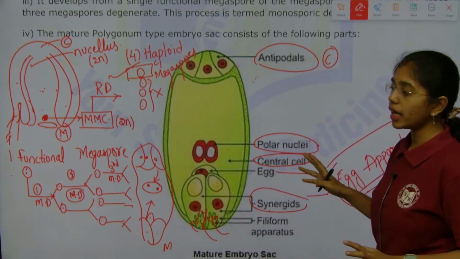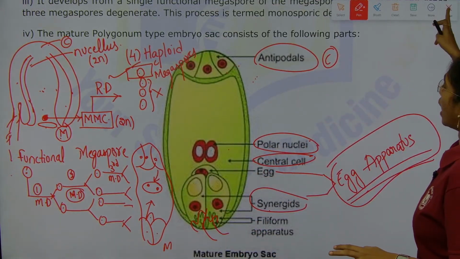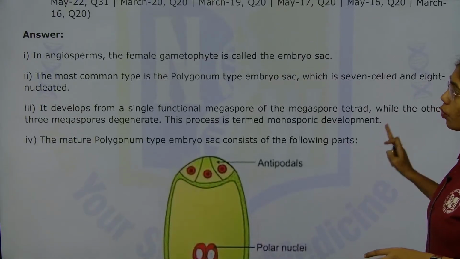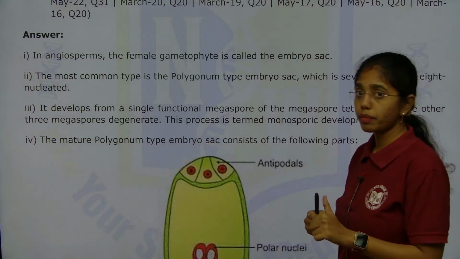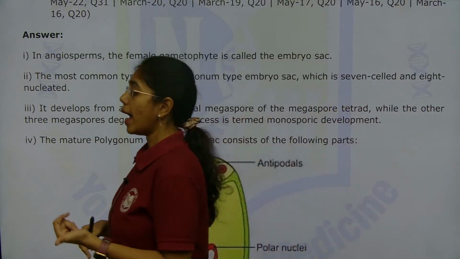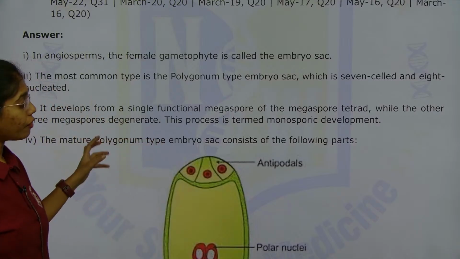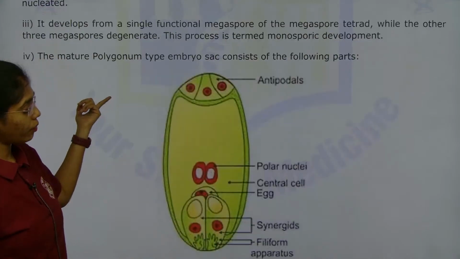Till here it is clear, right? Next you see, first you have to describe what type of embryo sac most of the angiosperms will form, what will be the functional megaspore, and how the embryo sac is formed. This is what you have to explain.